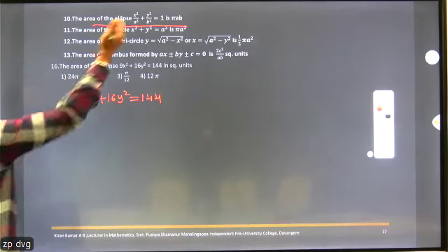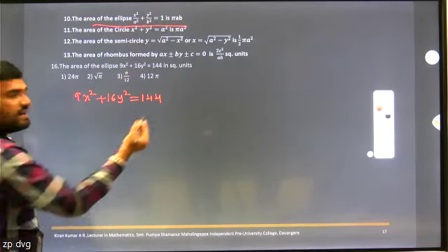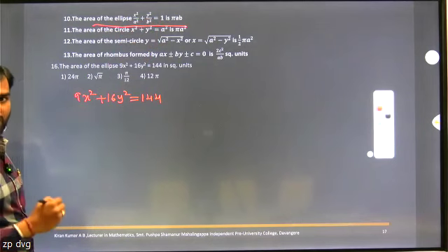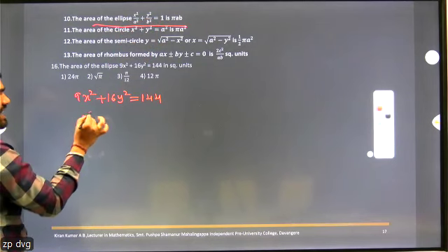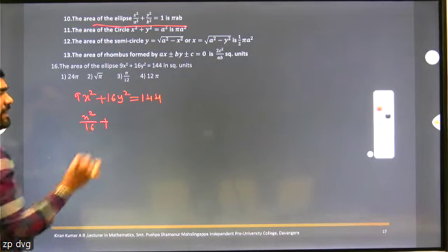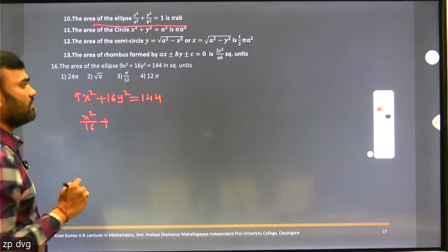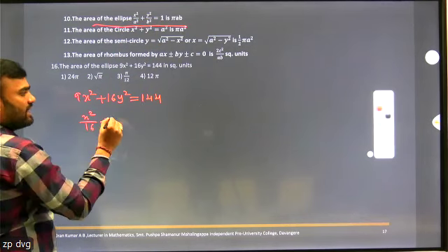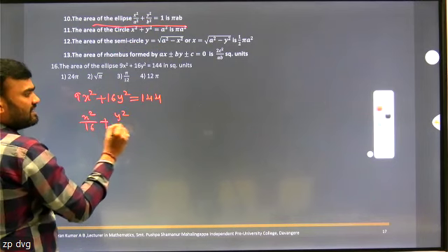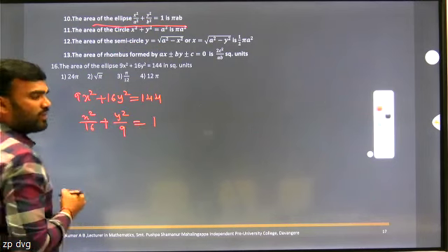Sir, how will we get this form? RHS is equal to 1. Divide each term by 144. 9 ones are 9 sixteens, correct? 9 sixteens are 144. Next, 16 ones are 16 nines. Here, what is that? It is 1.